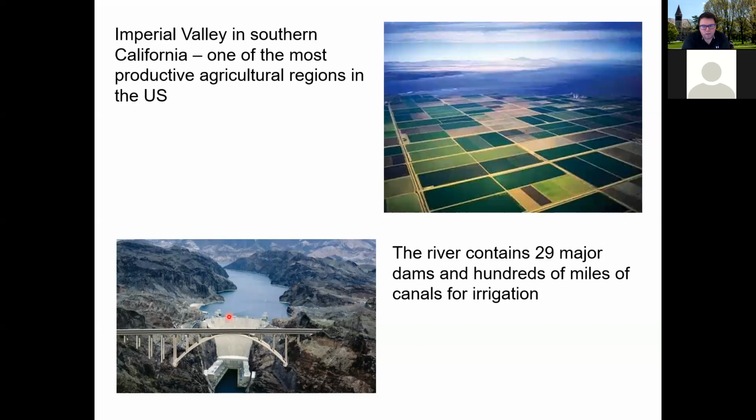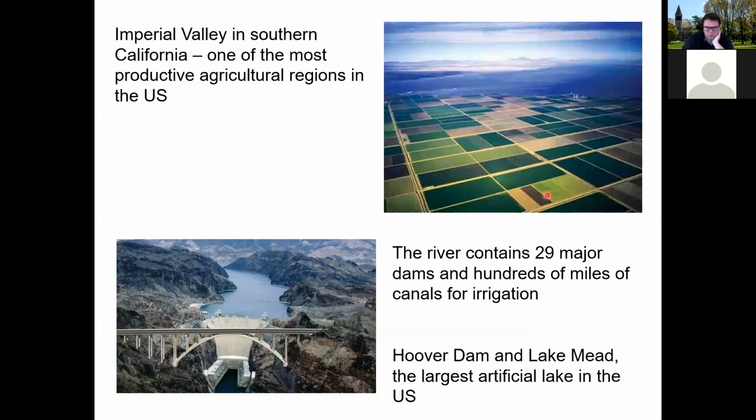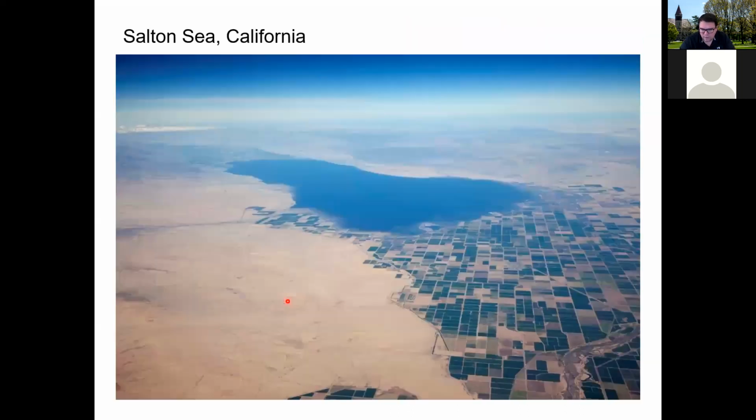For perspective, water coming from Wyoming will cross 29 dams and hundreds of miles of canals before it's ever used for irrigation in this part of Southern California. And of course, two of those, Hoover Dam and Lake Mead, shown here, create the largest artificial lake, and one of the largest artificial lakes in the world, maybe top 3 last time I looked.